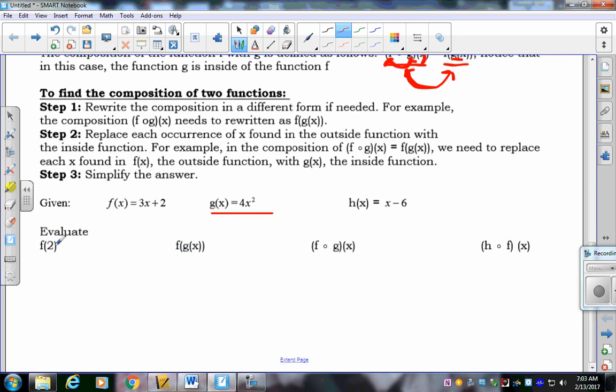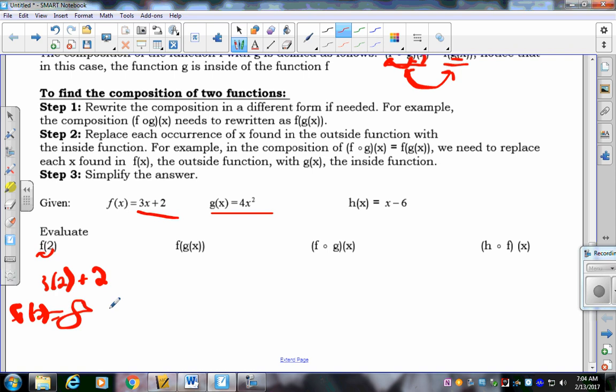So this one says f of 2. When we're just evaluating, all we're doing is plugging 2 into the x value for my f function, which is right here. So I'm just doing 3 times 2 plus 2. This one's not a composition because I don't have more than one function. We're just practicing plugging something in. So then we do math. 3 times 2 is 6, plus 2 is 8. So we've got f of 2 equals 8.